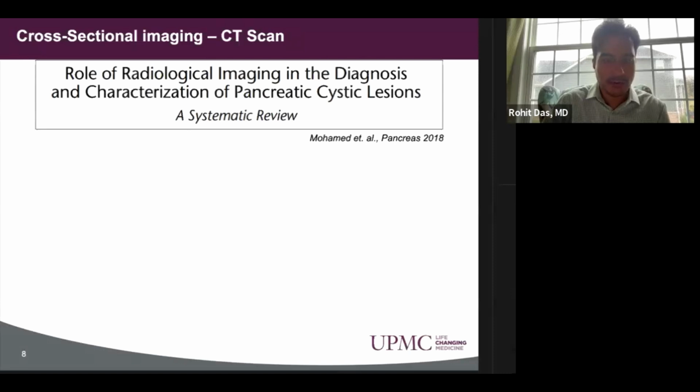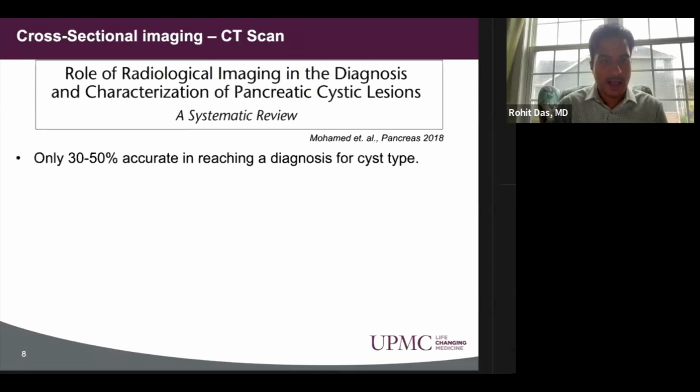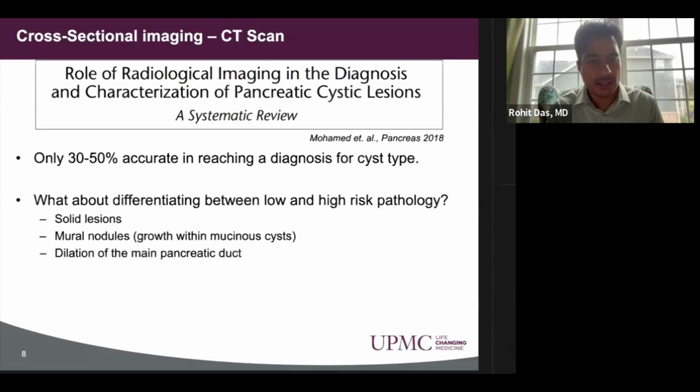And to summarize some of the pertinent points from this study, CT imaging was actually only 30 to 50% accurate in reaching a diagnosis for a cyst type. So essentially a coin flip. And in regards to differentiating between low and high risk pathology, on imaging, the characteristics of high risk pathology include solid lesions, mural nodules, which are little solid growths within mucinous cysts, and dilation of the main pancreatic duct, as we showed on the CT scan on the previous slide.